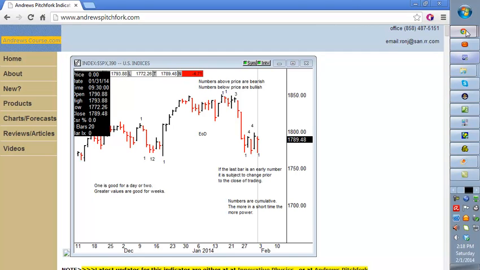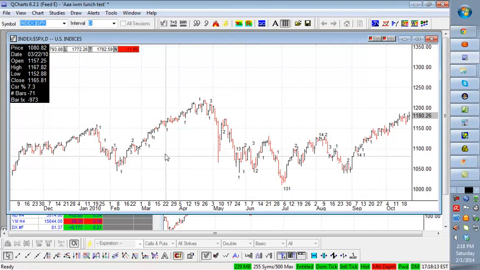And let's take a look over the long term when we did this. We took a really choppy period in the market. This was in 2010, a nice sideways move here.